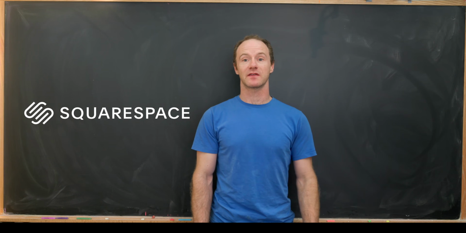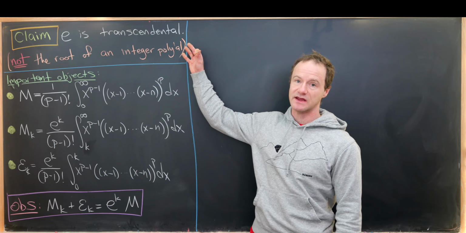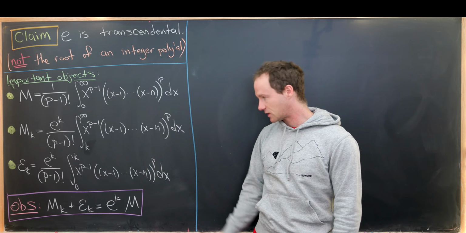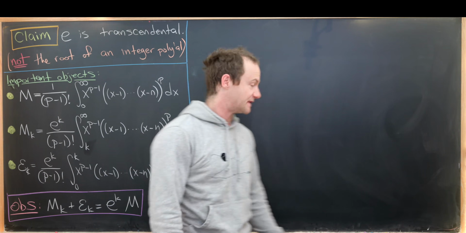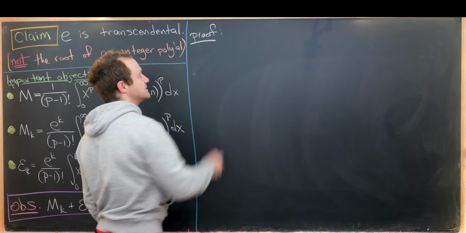And now back to math. Okay, so now that we've reviewed what a transcendental number is and we've set up our special objects, let's jump into the proof. Okay, so let's do it. How are we going to do this?